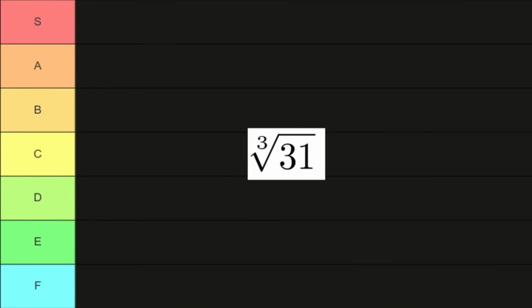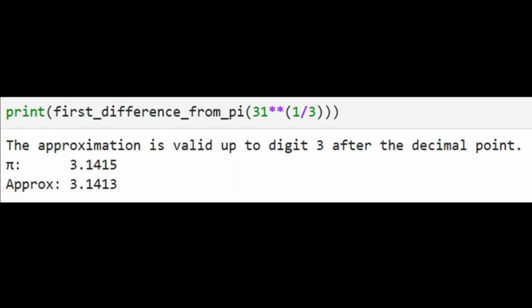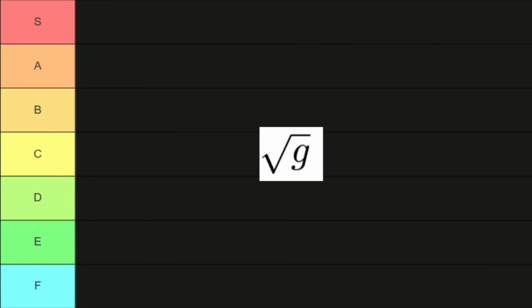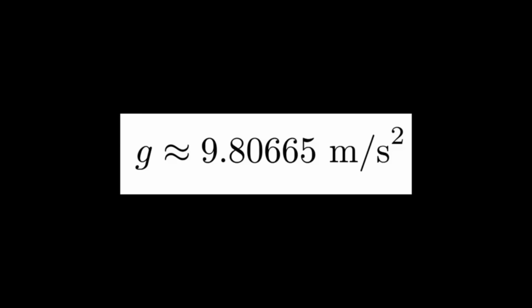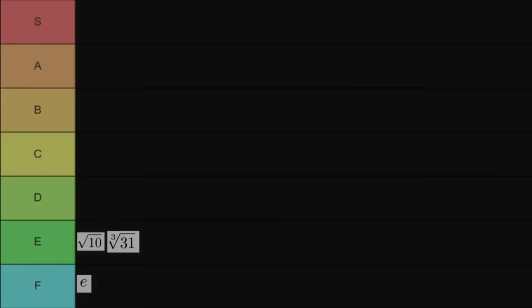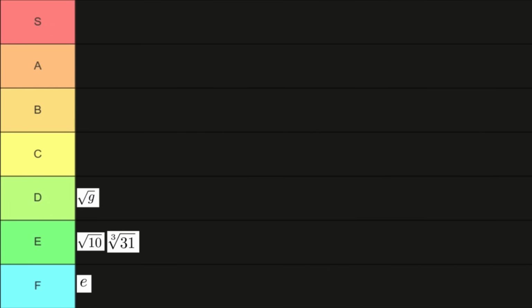E tier. So this number is a bit more interesting, and better yet, it approximates pi to 3 decimals. But we can still do much better. E tier. As a physics nerd, I'm a bit biased towards this one. G is the approximate value of the acceleration due to gravity on Earth. The square root of its value in SI units gives an approximation only to the first decimal, but I'll ignore this and place it in D tier.